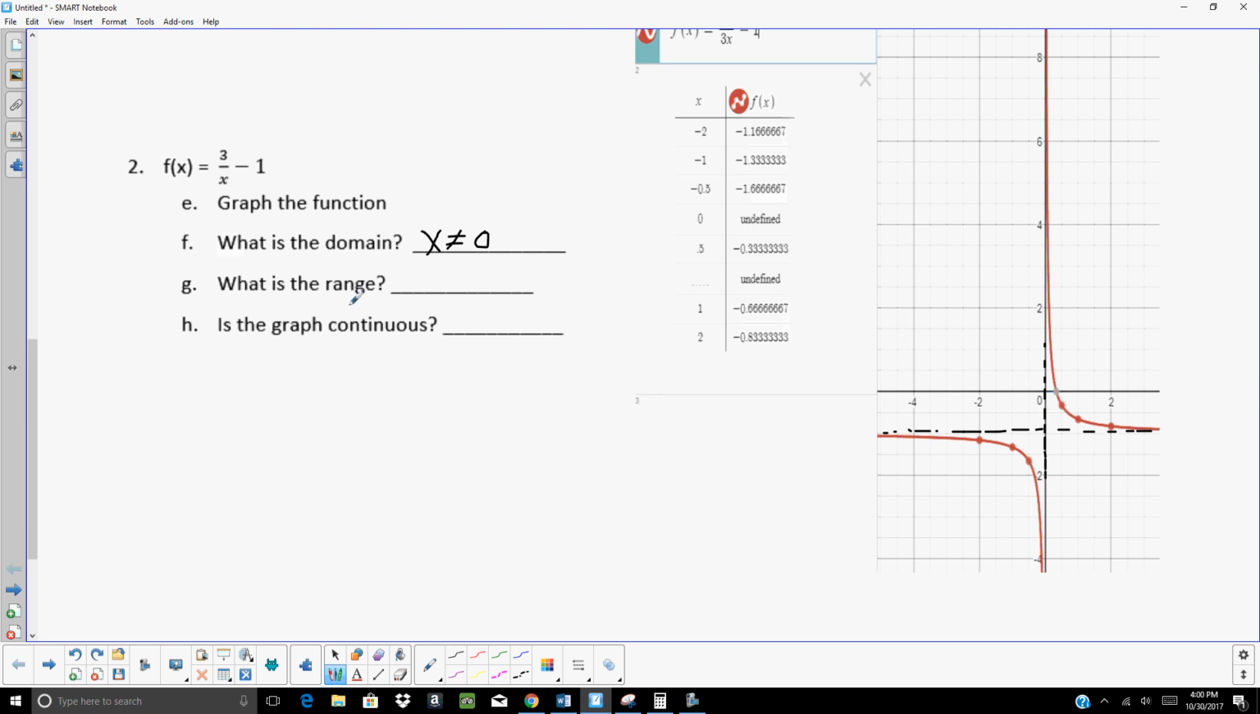vertical asymptote. In here, my range is I've got positive y's, I've got negative y's. The only place I don't have a y value is along that horizontal asymptote. So y cannot equal -1. And if you notice, that's what it's being shifted down one. And is the graph continuous? Nope.